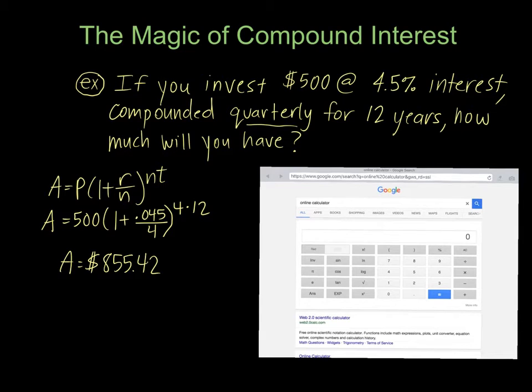855.42. You'll start to get an idea of what a reasonable answer is. If I start with $500, it's not unreasonable to think that would grow to 855 over 12 years, even with a relatively low rate. 4.5% is not a huge percent, but in a more cautious bank account or something like that, this is probably more realistic. But watch out for unreasonable answers. They can point out mistakes in your work. So just make sure that it seems to be a reasonable amount, and then just double check your math.